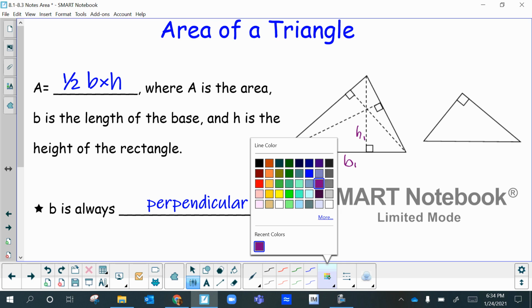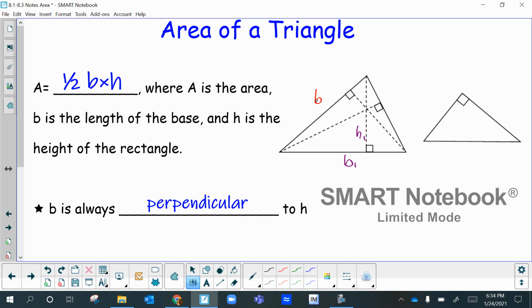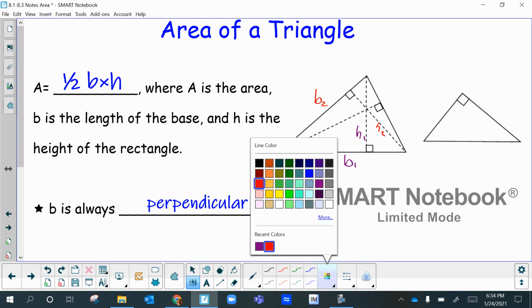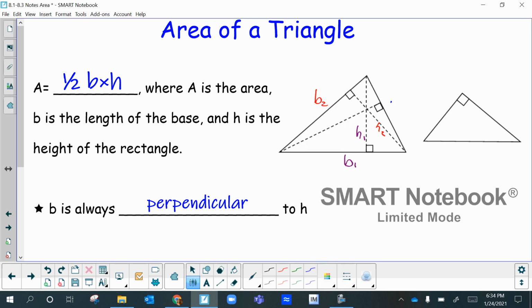You can also consider another side being the base. Let's say this is the base over here, which I'll call base 2, which means this is going to be height number 2. And lastly, you can have another one represent the base, which is this last side. We'll call it base 3, which means this would be the height that goes along with that base. So it doesn't matter what side you use, you just have to make sure that they are perpendicular.